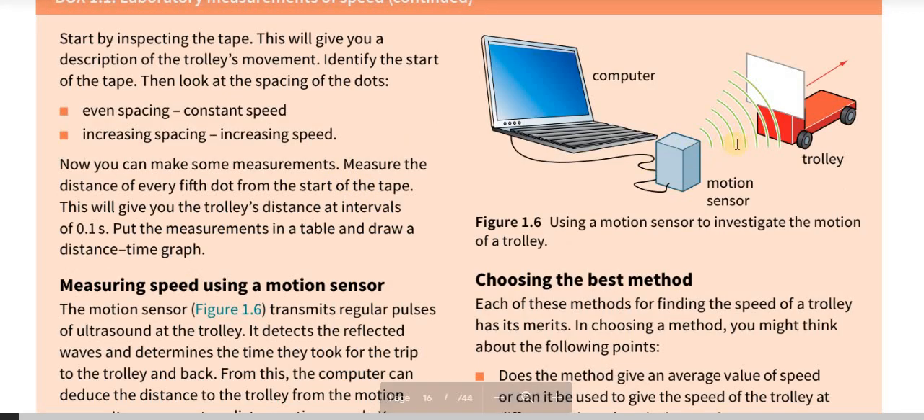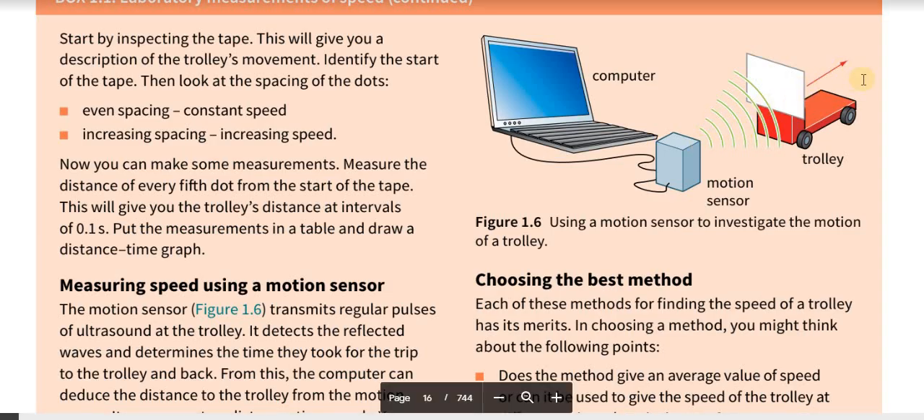Okay, when you are using a motion sensor, the motion sensor should be placed in the direction of motion of the object. That means it should be placed along the direction of motion. So if the trolley is moving like this or moving away, it should be placed in the path of that object. You shouldn't place the motion sensor on the side. Let's say if the trolley is going this way, you should not place the motion sensor on this side or this side. You have to place it in front or behind the trolley in the path that it is moving.